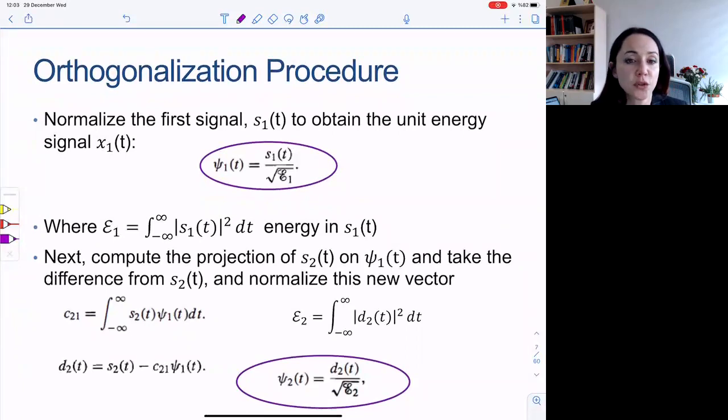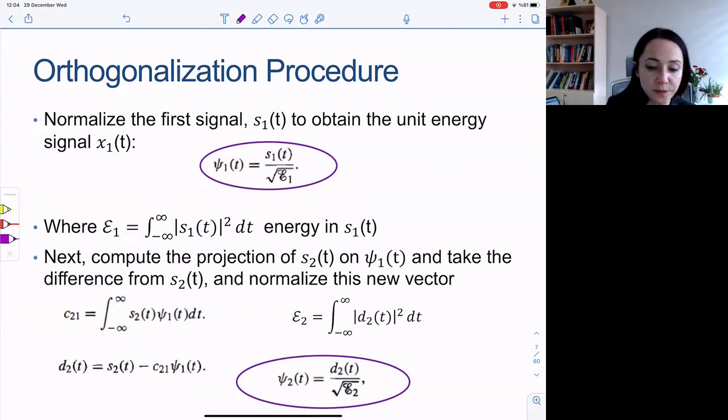Start with the first signal, S1 of t, and then convert it to a unit energy signal, gamma 1 of t. So take S1 of t and normalize it by the square root of the energy. Notice that our waveforms are finite energy signals. That's what we're assuming. Think of this pulse g of t, for example, has finite energy. Our g of t had amplitude A and duration Tb, right? So the energy is A squared Tb.